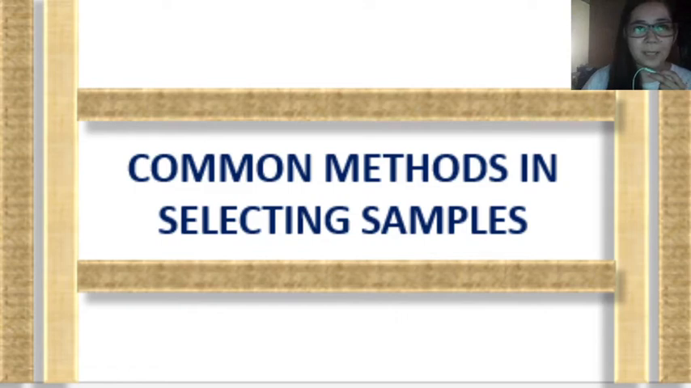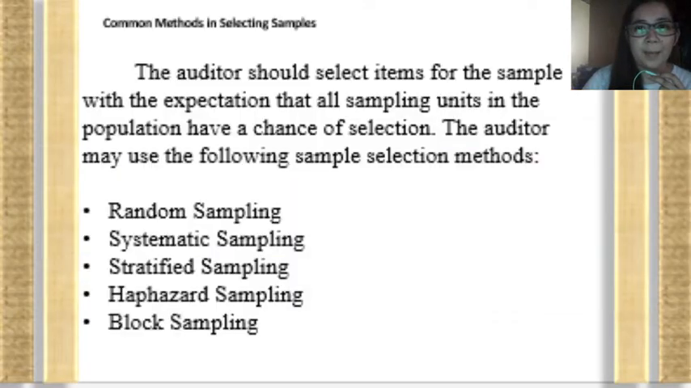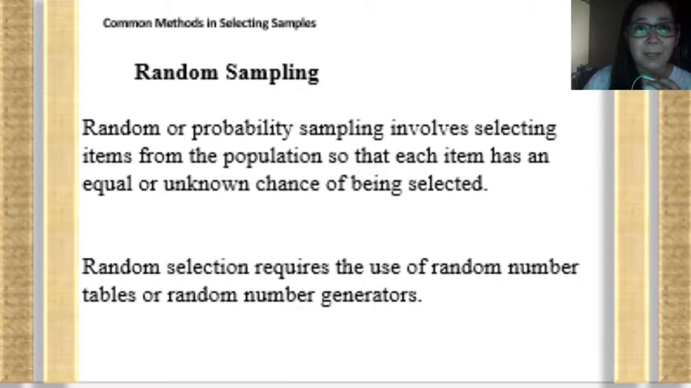Okay, so for this next video lecture, we will be discussing the common methods in selecting the sample. The auditor should select items for the sample with the expectation that all sampling units in the population will have the chance of selection. So here, the auditor may use the following sample selection methods: random sampling, systematic, stratified, haphazard, and block sampling. We will discuss each of them as we go along.